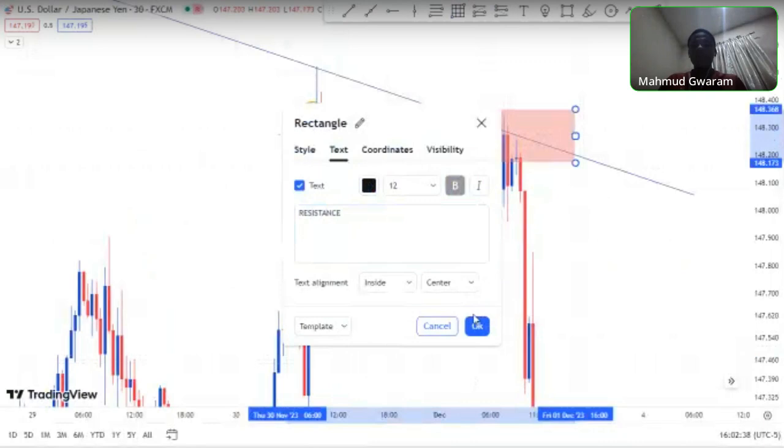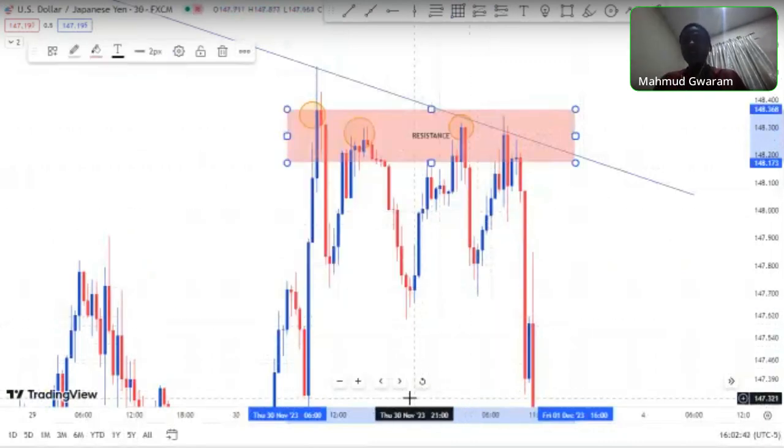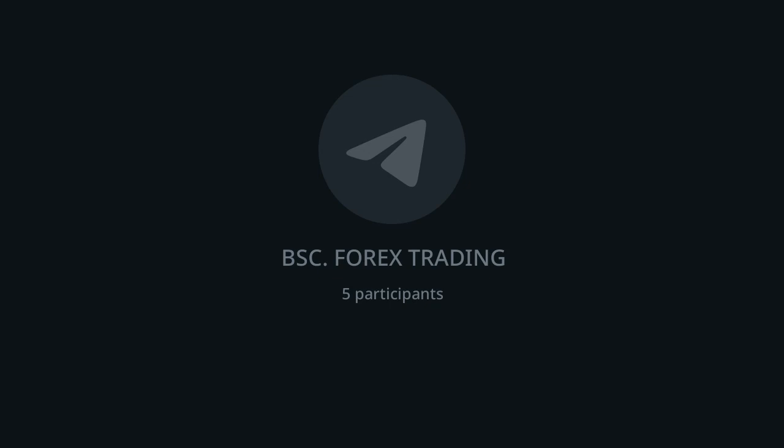I'll be waiting for what? Where the market is going to tap. That is going to tap on my trend line and it's still in my resistance zone. That's the place I'll be short.